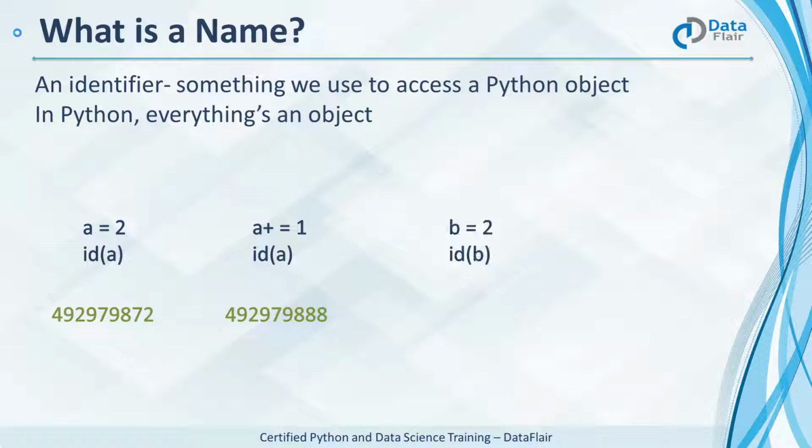A new variable B is 2 and its ID is this. So this must mean it has one object that is 2. Its ID remains the same. What variable we store it in does not matter. The values 2 and 3 have these IDs.